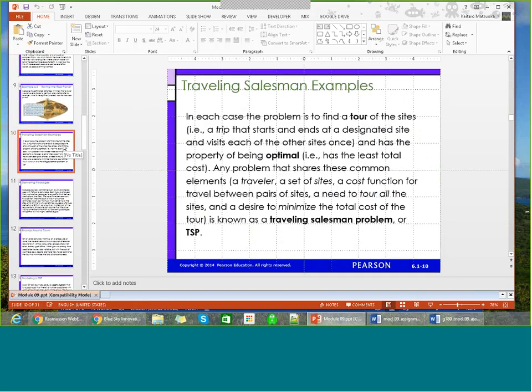slide 10. So we're talking about the traveling salesman problem. There are a few words you've got to know. So the tour: the trip starts from one site, and then you go back to the original site, and you just visit each site once. And it's optimal when it has the least cost, so like the shortest distance or lowest cost, and such and such.